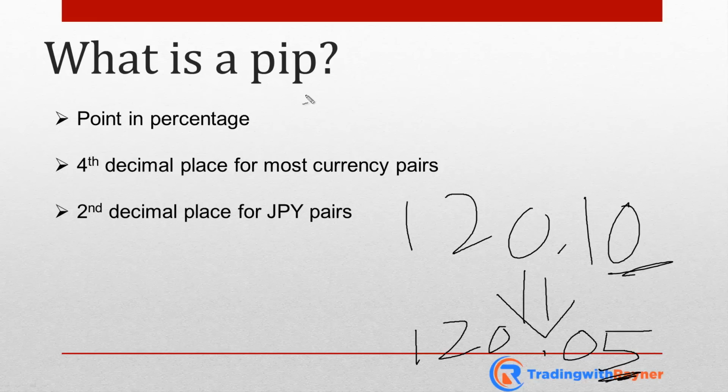And one thing to note, sometimes brokers just try to be funny. You can even have something called the pipette. The pipette for most currency pairs is the 5th decimal place, and for the yen pairs it's the 3rd decimal place. So you can really get really precise about it if you want to. Just something to share with you. It's called the pipette.